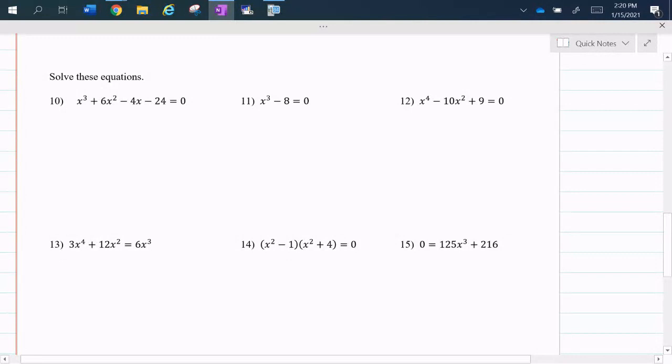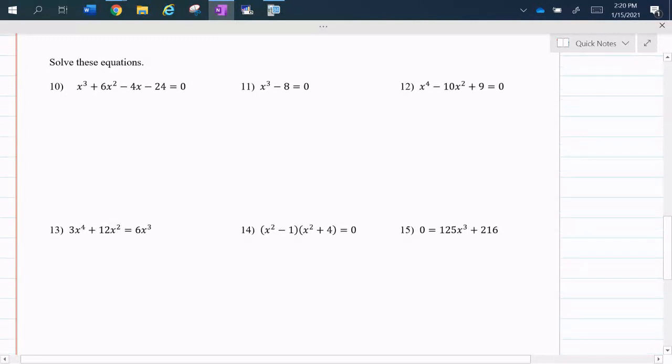Let's start with number 10. I see number 10, we've got 4 terms here. So I'm going to need to be thinking grouping, right? So I'm going to factor this by grouping. I'm going to make 2 groups, and I'm going to factor out an x squared. So x plus 6 left over, and then I can factor out a minus 4 from minus 4x minus 24, and I'll be left with x plus 6 there. So notice, remember, the stuff inside the parentheses is exactly the same.